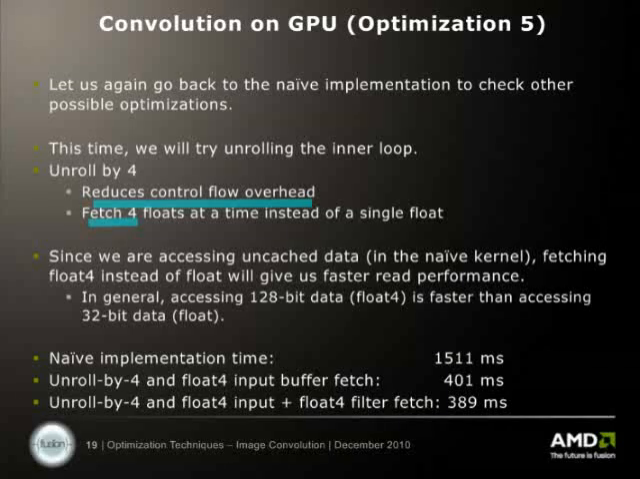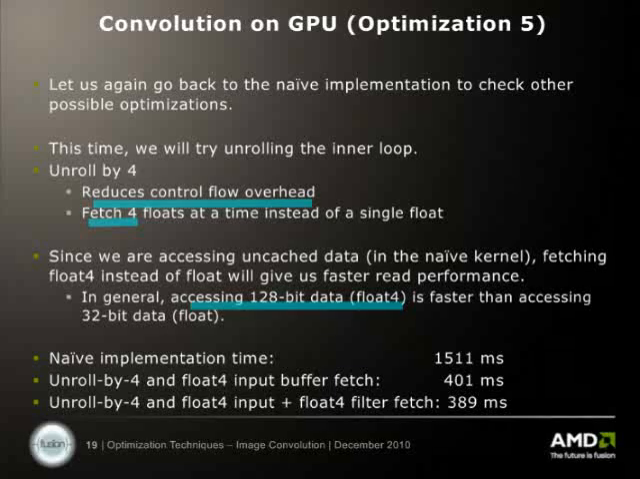Moving on. Let's try something else now. Let's try unrolling the loop, right? Why should we try unrolling the loop? Because it reduces control flow overhead, right? Doing any kind of loop has a certain overhead of its own on the GPUs. So it reduces the loop overhead, and on top of that, what we can do is fetch 4 floats, 4 input data at once.